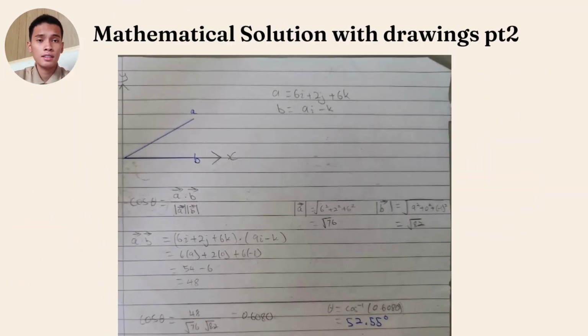Okay, this second picture is the solution, mathematics with drawing part 2. Okay, the second picture is what you see and is calculated. We use addition, subtraction, multiplication, division, you know. Okay, the final answer is 52.55 degrees.